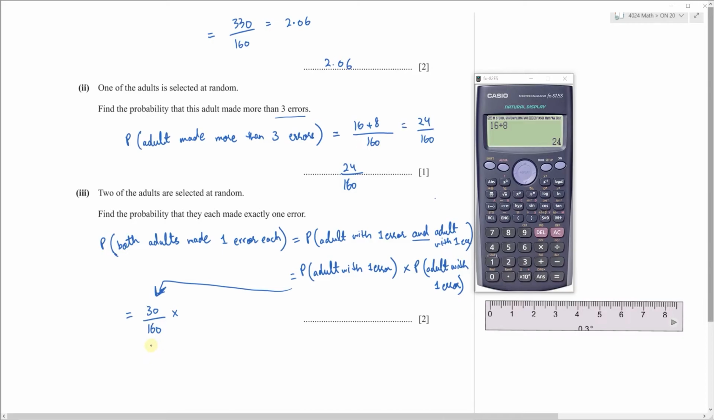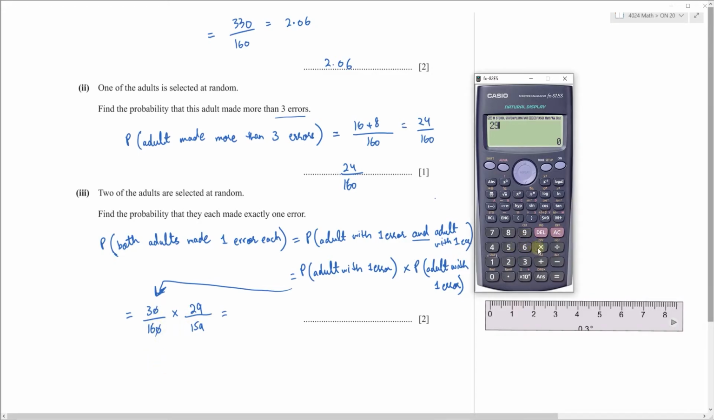And now you're picking the second adult. So how many adults are left? 159 because you already chose one. And then you're choosing again someone who made one error. So that means there were 30 adults initially, but since you picked one that made one error, how many adults are left who made one error? 29. So you multiply these, I'll cancel these 0s out.